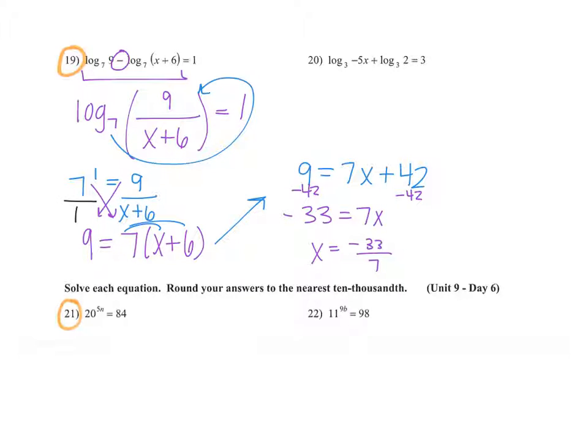So the directions for these ones did actually say on the previous page to round to the nearest 10,000th. 10,000th is 4 decimal places. Point blank blank blank blank. So this negative 33 over 7 now becomes negative 4.71429. And when we round to 4 decimal places, the 2 must be bumped up. So x equals negative 4.7143.